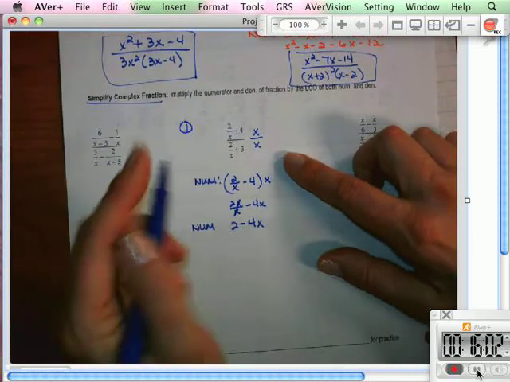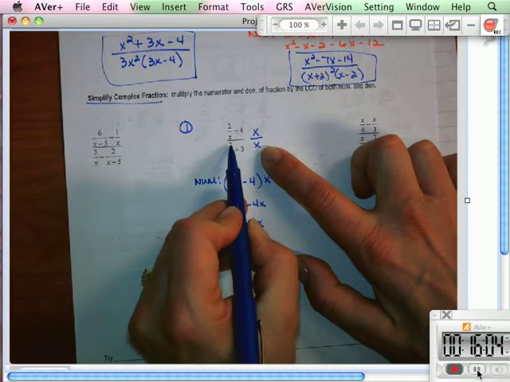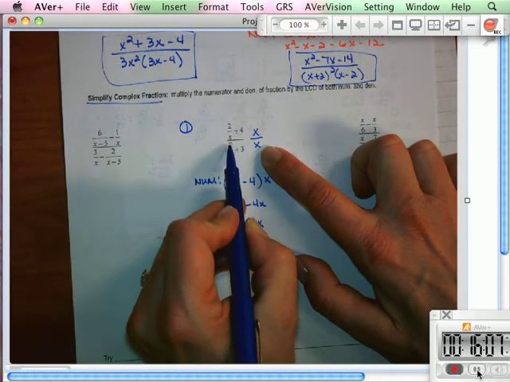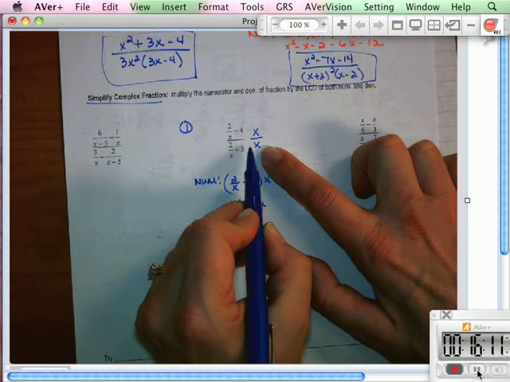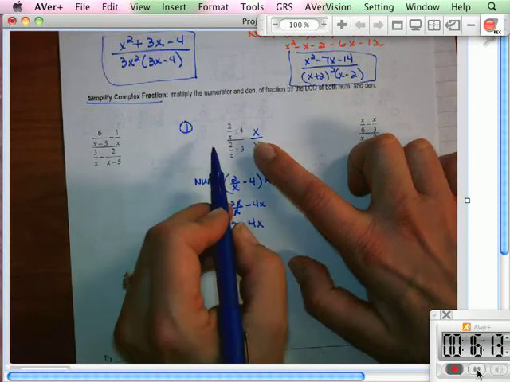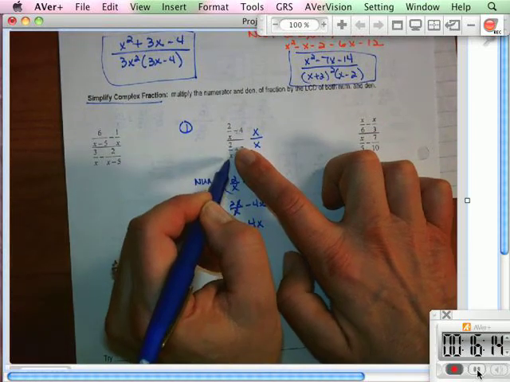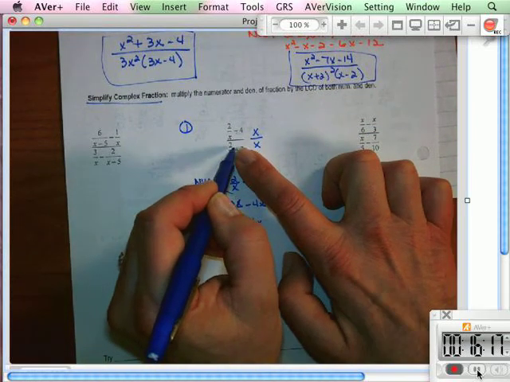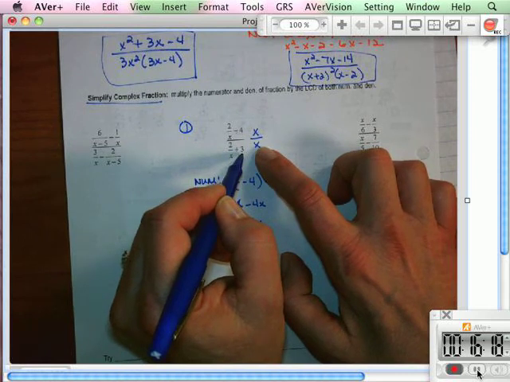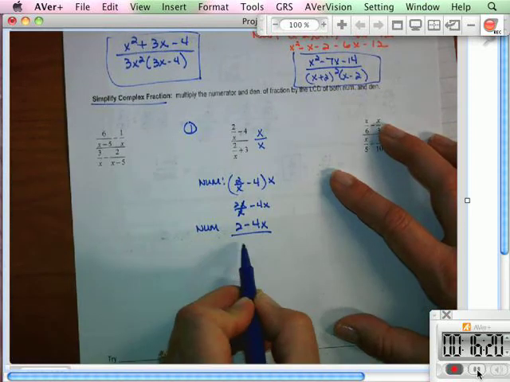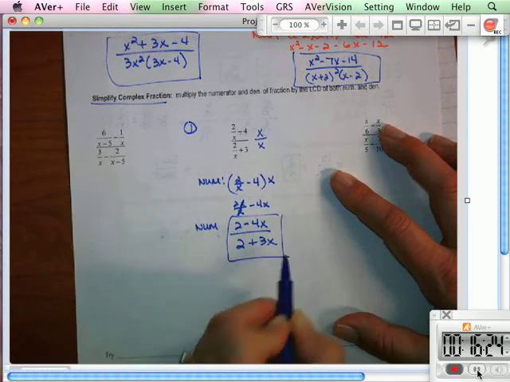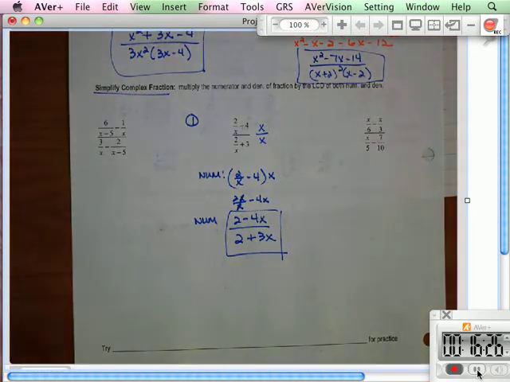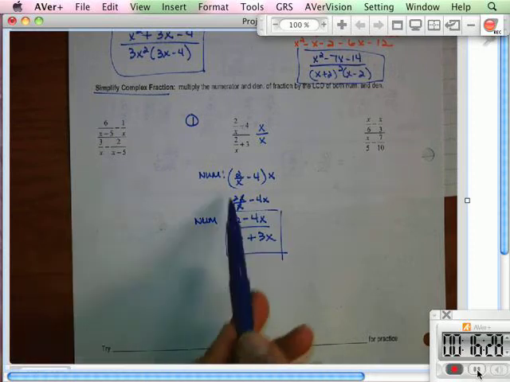If I take x and multiply it by 2 over x, what am I going to be left with? Just a 2, correct? Well, no, I mean in this front part here. x times 2 over x leaves me with just 2. And then plus 3x, correct? So the denominator is 2 plus 3x. You can do that kind of in your head if you think about it, or you can write out the process too. It doesn't matter.